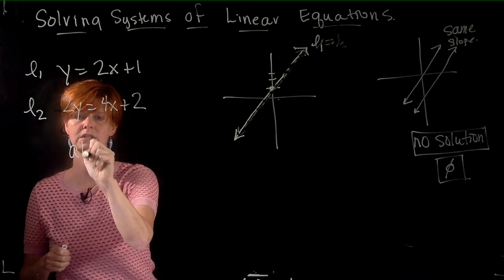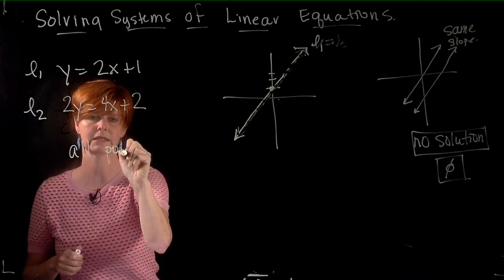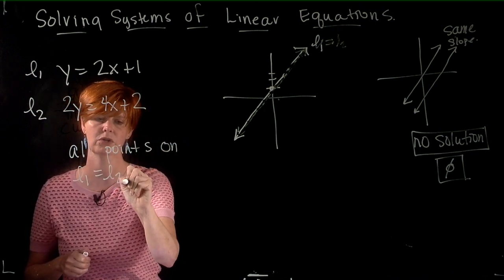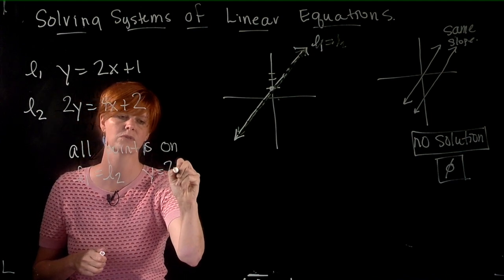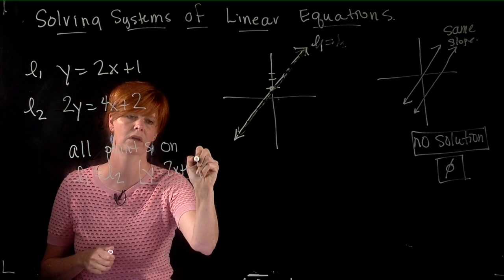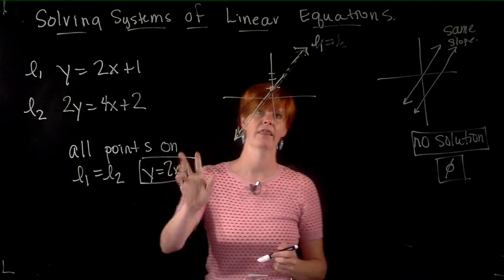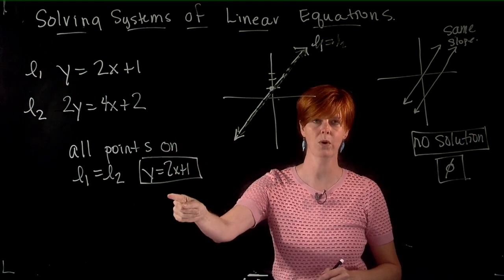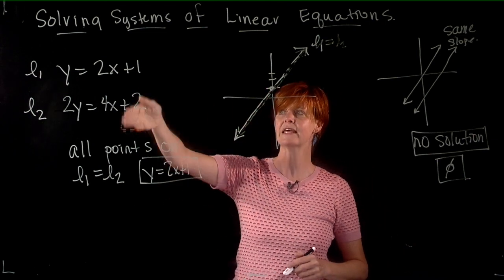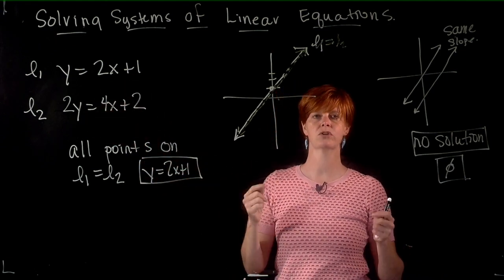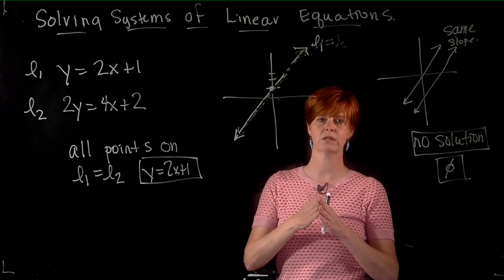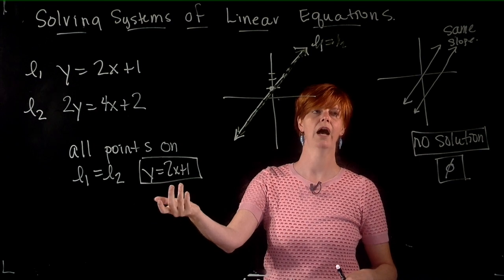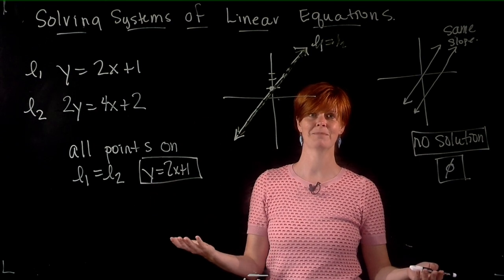So if I write it out in words, it's all the points on L1, which is equal to L2, which is the equation y equals 2x plus 1. Now look, to be clear, I'm boxing it in. That's the answer to this problem. Not infinite solutions, not all real numbers. It's the points on this line because they gave you the same line. Okay, so to overview, we've got ones where the answer is a point. We've got answers where there's no solution, and we have answers where the answer is an equation. Now, then we'll go over the various methods for solving this.